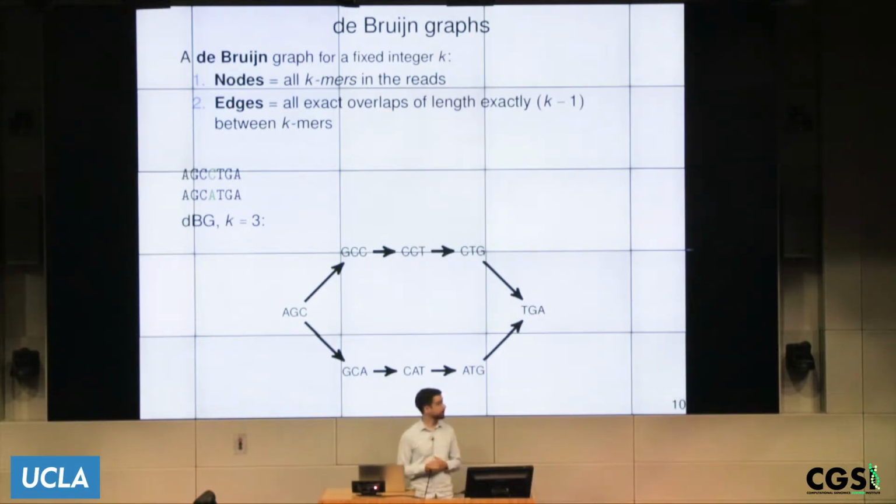There's a simple example in this slide where you see a bunch of reads, two reads here, which contain a small variant in between them. It corresponds to a nice motif in the graph, which we call a bubble, which is two paths starting and ending at the same node.